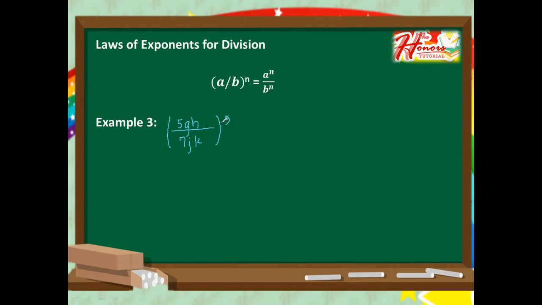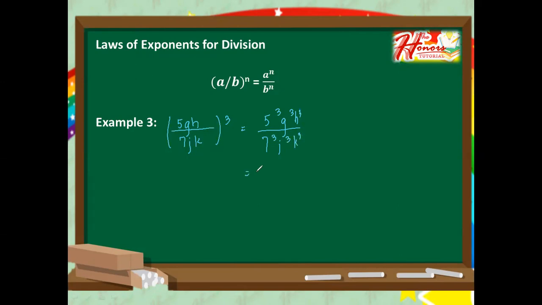So therefore, we are going to simplify it, of course, following the same rule that we have here. You have to distribute 3, the exponent, to each of the following terms in the parentheses. So therefore, it will become 5 cubed or 5 raised to 3, g raised to 3 or g cubed, h raised to 3 over 7 cubed, j cubed, k cubed.